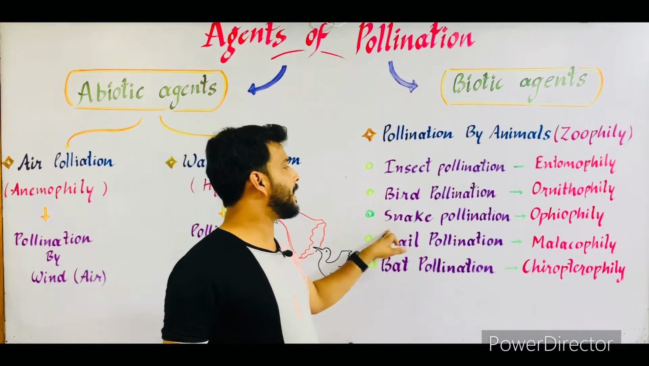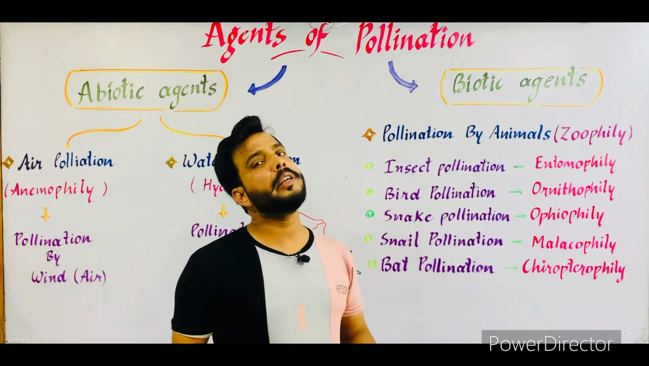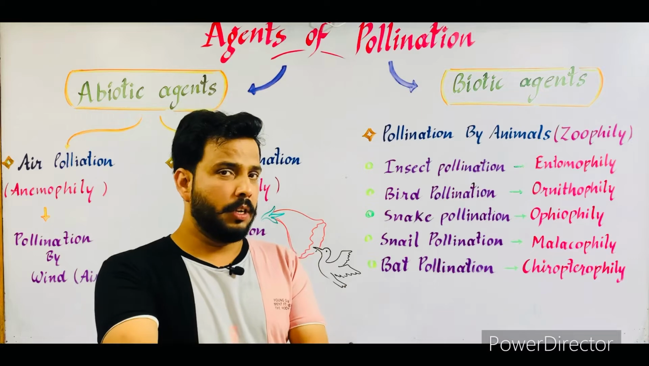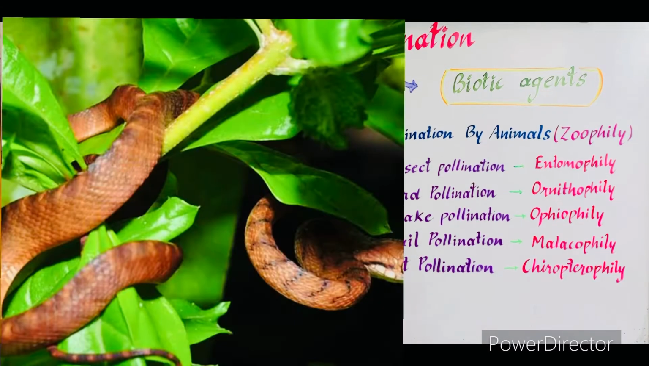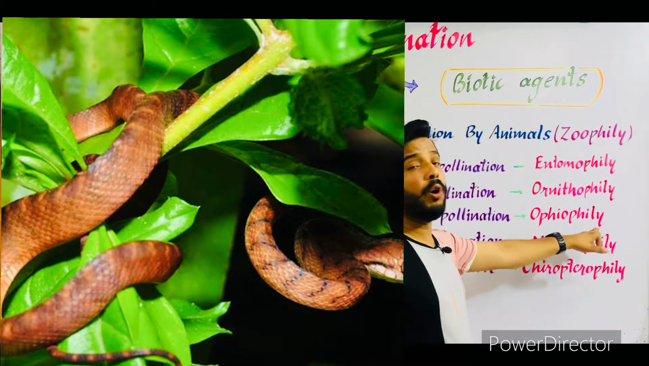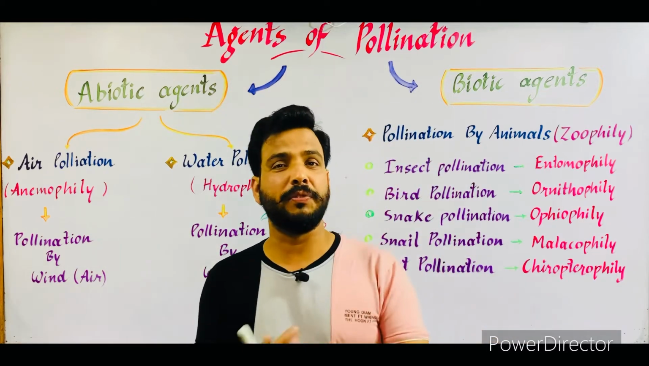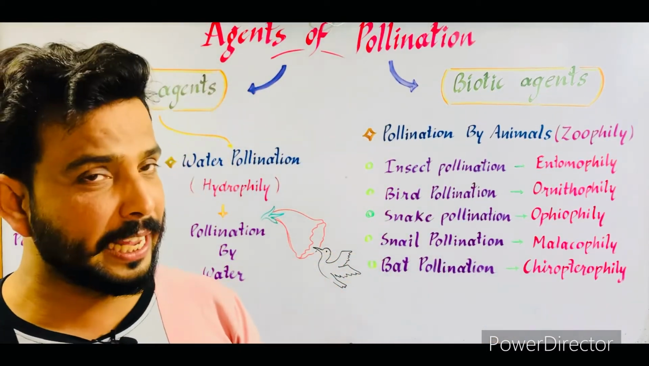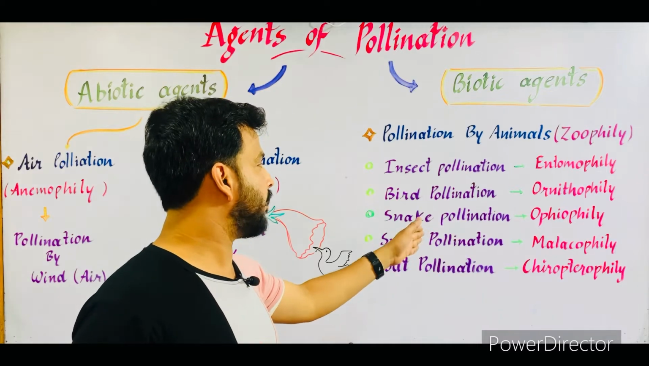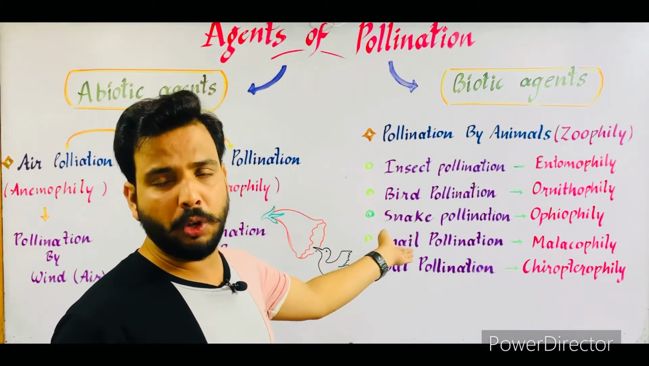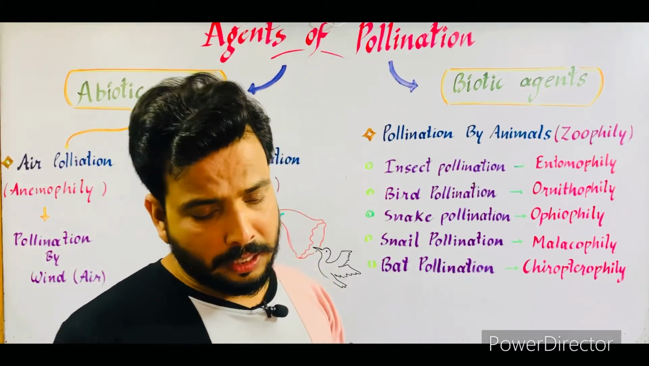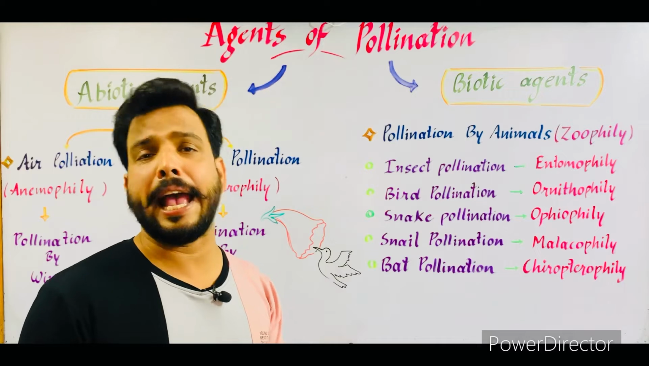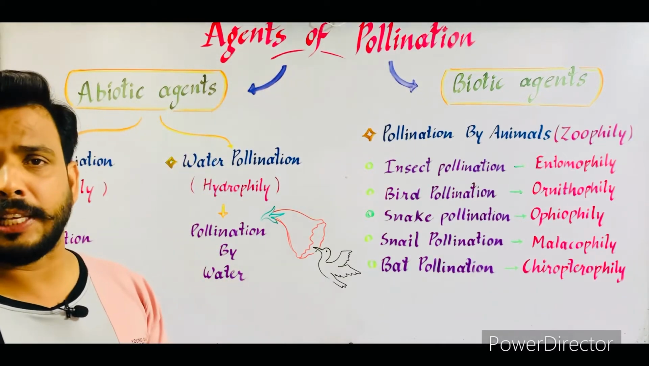Now the next one is snake pollination. It means when the pollen grains reach from one flower to another flower with the help of a snake, then it is known as snake pollination. In biology it is known as ophiophily. Ophiology is the study of snakes. So the word ophio means snake, and ophiophily means pollination with the help of snakes. The example of snake pollination is the arum plant. In the arum plant, pollination takes place with the snake.